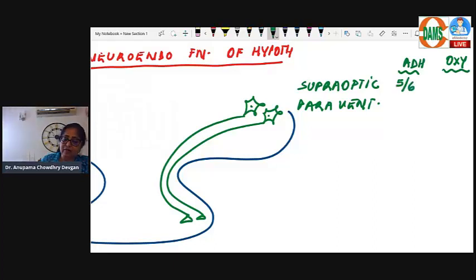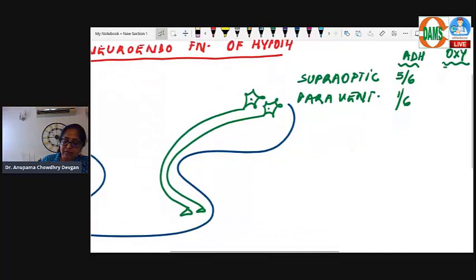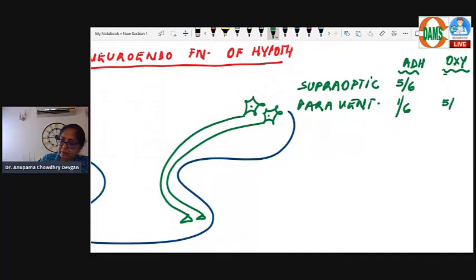5/6 of ADH comes from supraoptic and 1/6 comes from paraventricular. Oxytocin is reversed: 5/6 comes from paraventricular and 1/6 from supraoptic. So ADH and oxytocin, 5/6 of ADH comes from supraoptic, 1/6 from paraventricular, oxytocin reverse, yes?